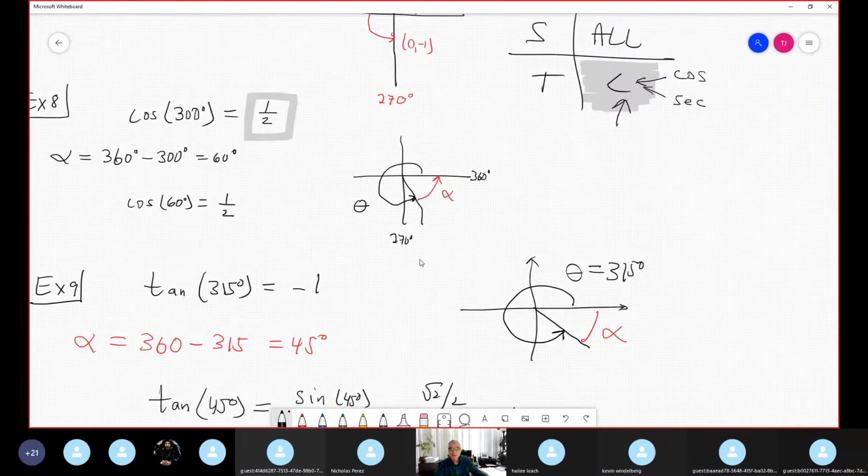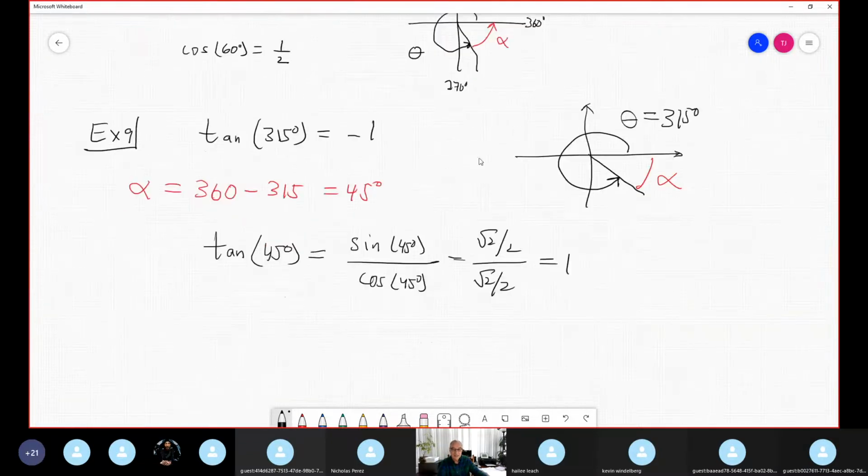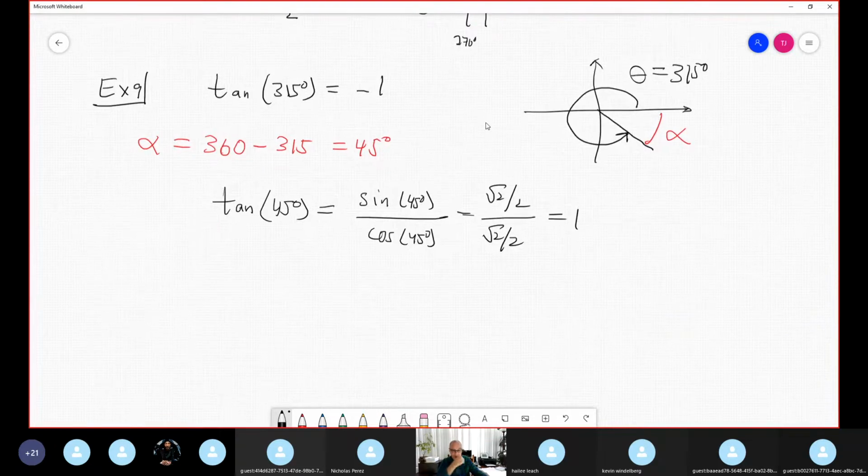Look. Tangent is positive in the third quadrant. Sine is positive in the second quadrant. All trigonometric functions are positive in the first quadrant. But in the fourth quadrant, which is the quadrant we are working in now, the only ones are cosine and secant. And we are working with the tangent function. Therefore, it's negative. Everyone follow me? Yes.